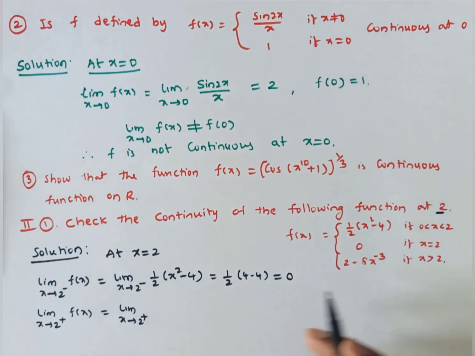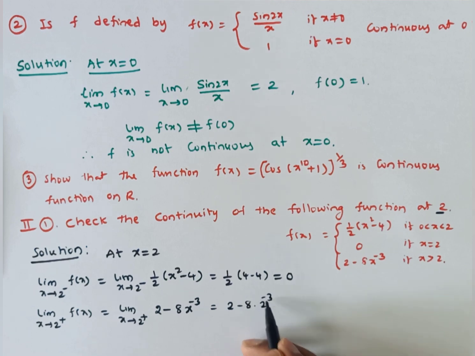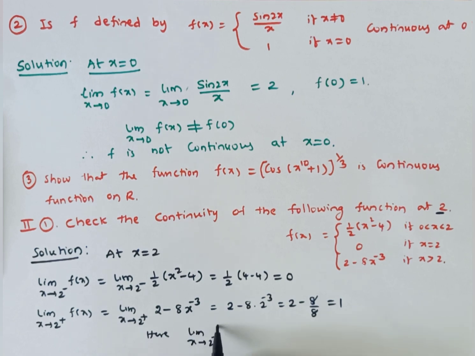When x is greater than 2, the function is defined as 2 minus 8 into x to the power of minus 3. That is 2 minus 8 into 2 to the power of minus 3. 2 to the power of minus 3 means 1/8, so it is 2 minus 8/8. The 8 gets cancelled, so 2 minus 1, that is 1. So the left hand limit exists and the right hand limit exists, but they are not equal. So the limit as x tends to 2 minus of f of x exists, but is not equal to the limit as x tends to 2 plus of f of x.